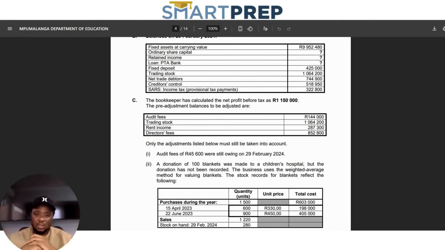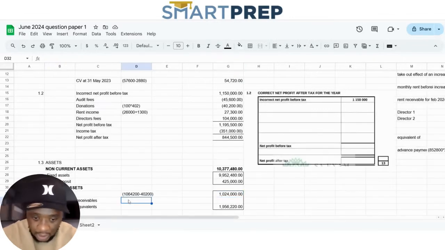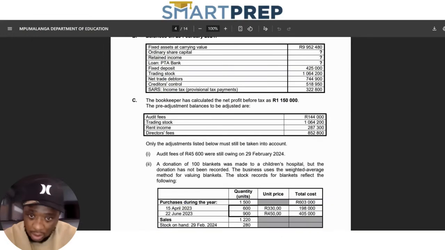Now let's get into the things that actually do affect trade and other receivables. Firstly, we're given net trade debtors. The fact that they gave us net trade debtors means that there's already a subtraction of the provision for bad debts, because net trade debtors means that you took your debtors control and subtracted your provision for bad debts. So in this case, we don't need to work out any provision for bad debts, but we're going to open a bracket and say the amount that you're going to start with is 744,900. Let me also just make sure that I got it right.